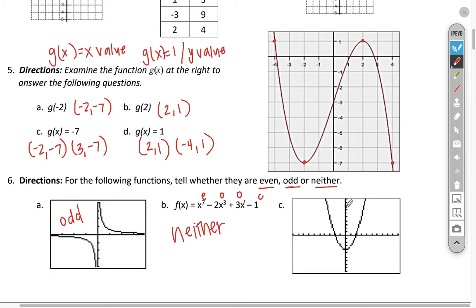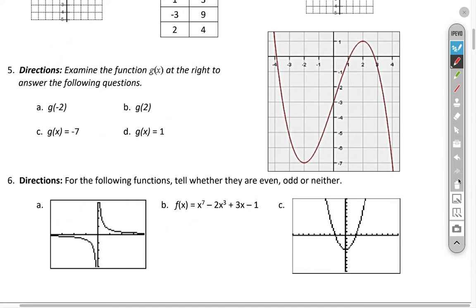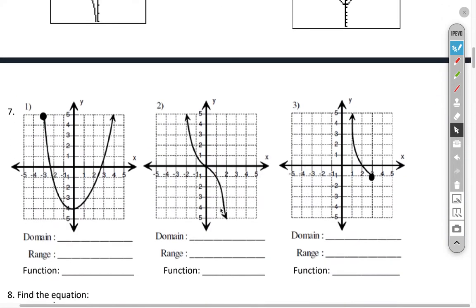For C, we have this perfectly symmetrical parabola across the y-axis. Means we could fold it in half right here and get a mirror image on both sides. So that means this graph is even. All right, let's go ahead and keep going. Sorry, I had to flip my paper over.